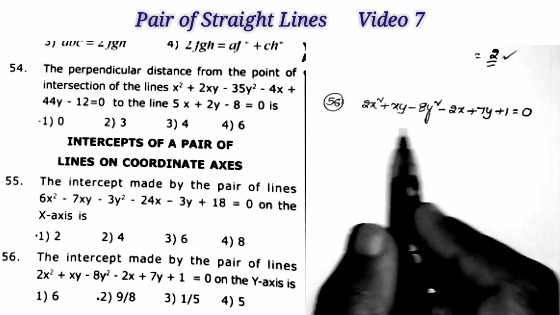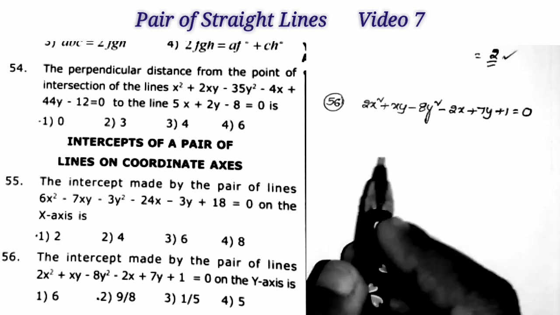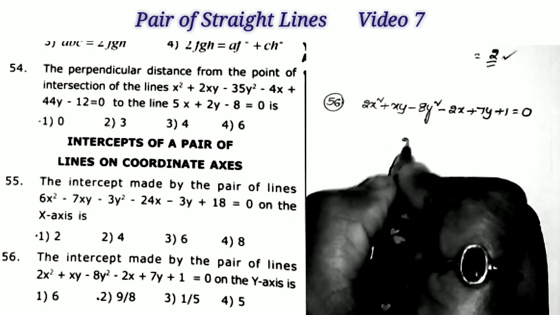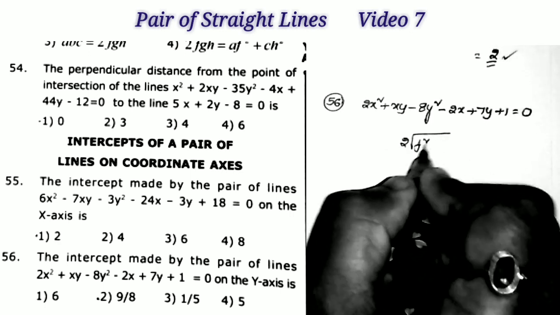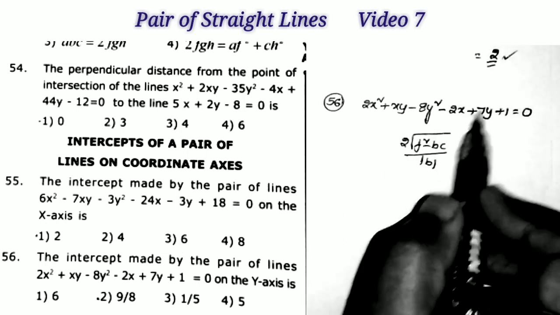The intercepts made by the pair of lines on the y-axis is equal to. So y-intercepts of the lines. Y-intercept is equal to the formula 2 root f square minus bc by mod b. Okay, the intercepts made by the pair of lines on the y-axis.